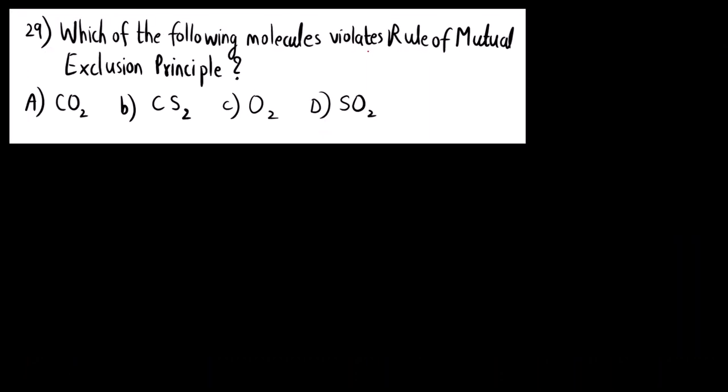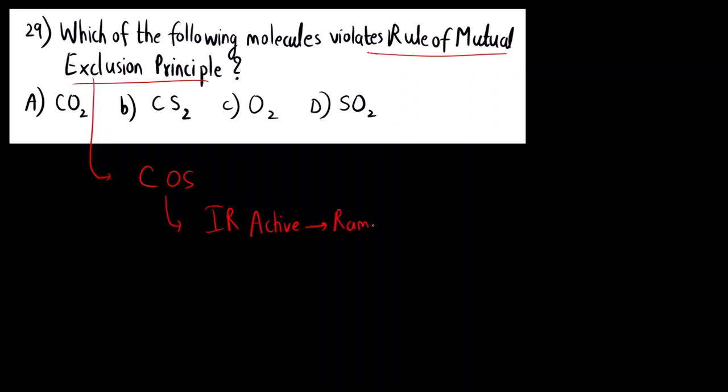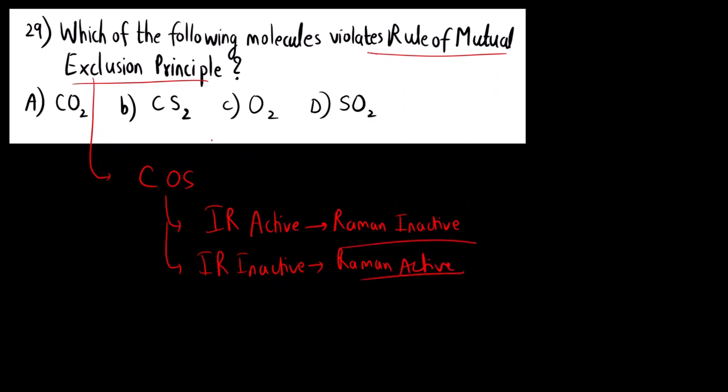29. Which of the following violates the rule of mutual exclusion principle? What is this principle? Let us first see that. For molecules having COS, if a molecule is IR active, then it is going to be Raman or microwave inactive. And if it is IR inactive, then it will be Raman active, or we can say microwave active. So this is shown by molecules having COS.